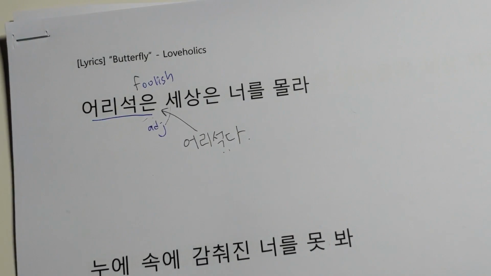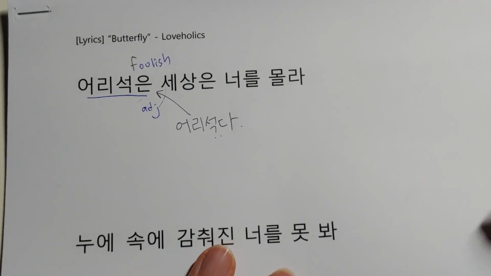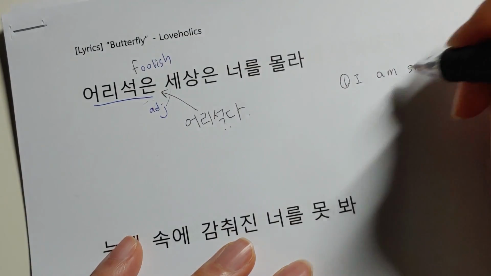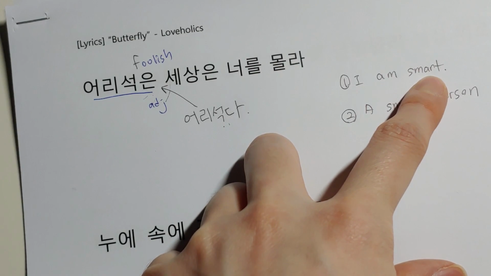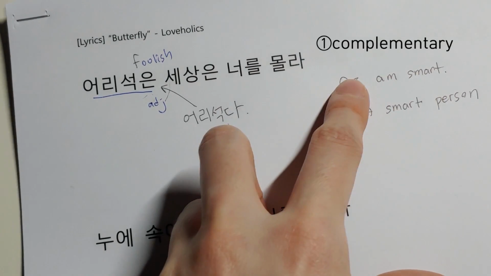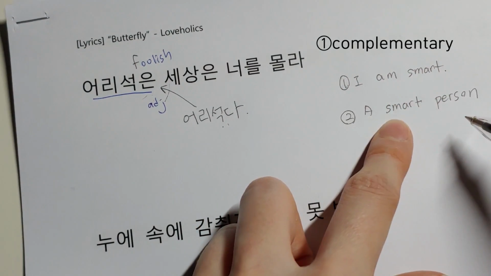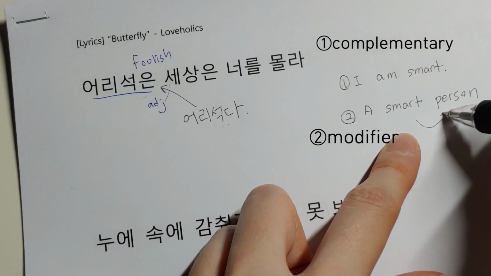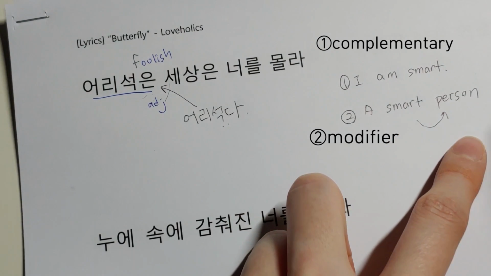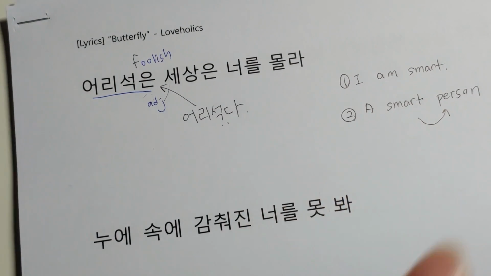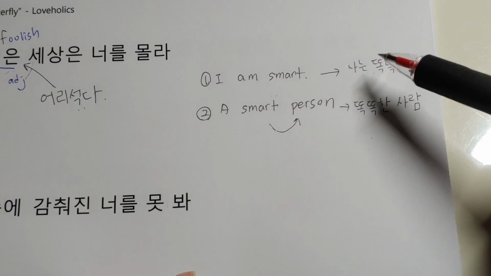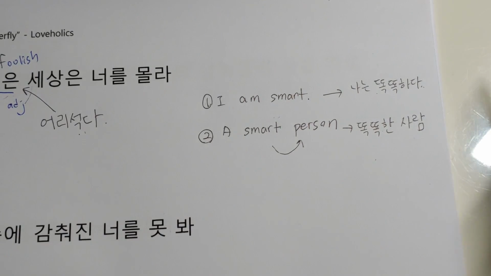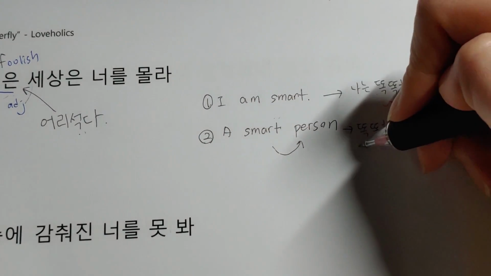So just like in English, adjectives are generally used in these two ways. The first adjective is complementary of the subject, right? And the second adjective directly modifies the noun that comes after it. And that's the same in Korean, except that in each case, the adjective's form differs.